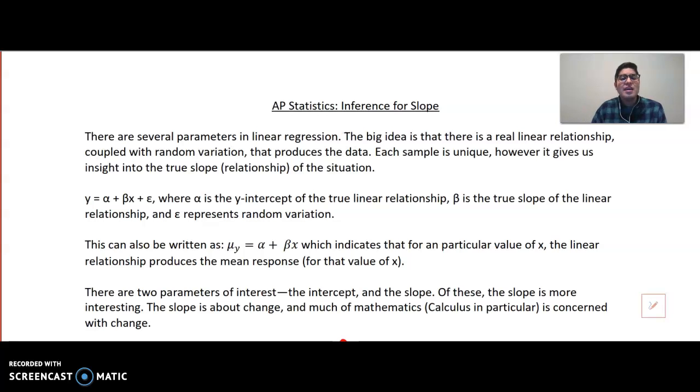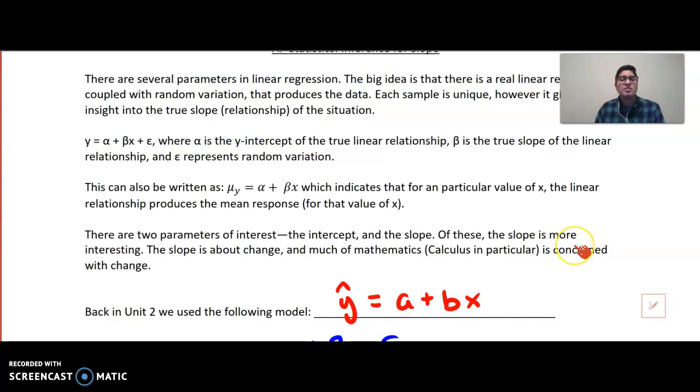Now, we can also write this equation as mu of y equals alpha plus beta x, which indicates that for any particular value of x, the linear relationship produces the mean response for that value of x. Now, our two parameters of interest, the intercept and the slope. Of these, the slope is much more interesting because the slope is all about change, and much of mathematics, particularly calculus, is concerned with this idea of a rate of change, of this constant of proportionality.